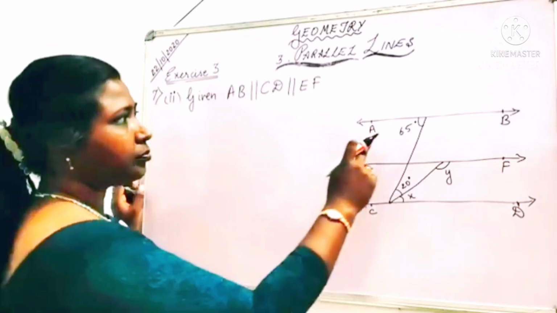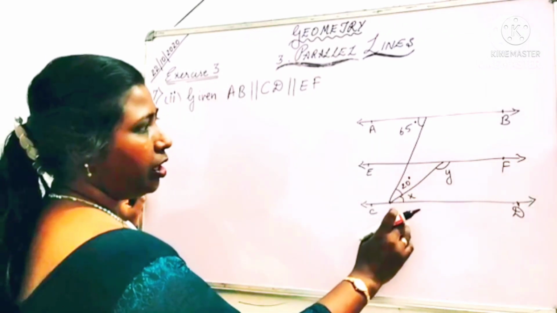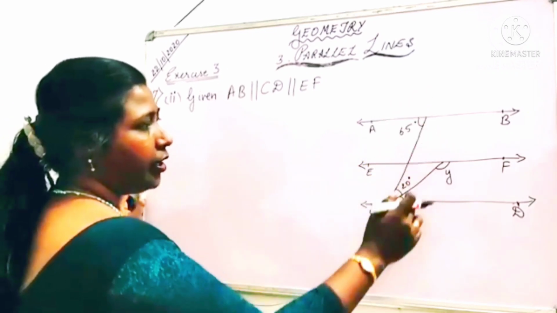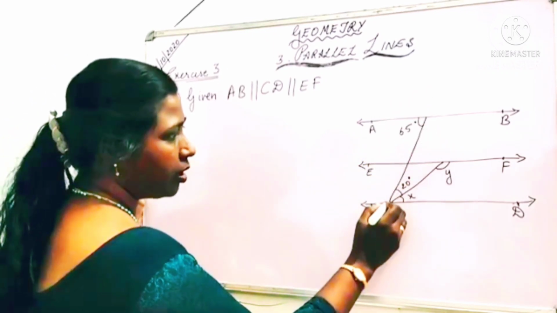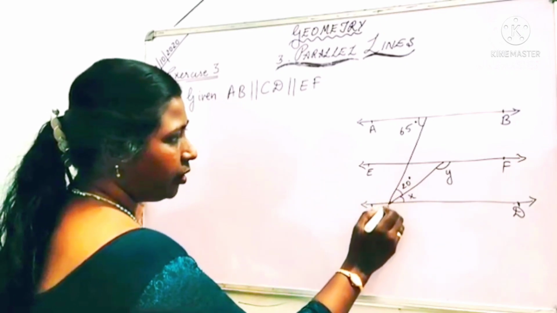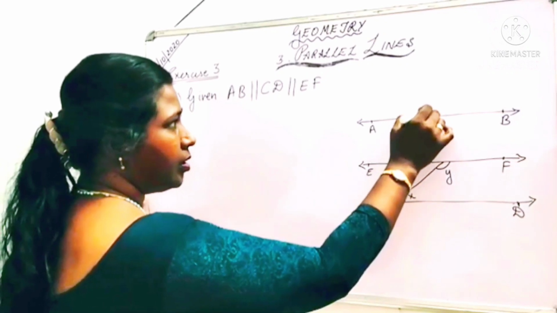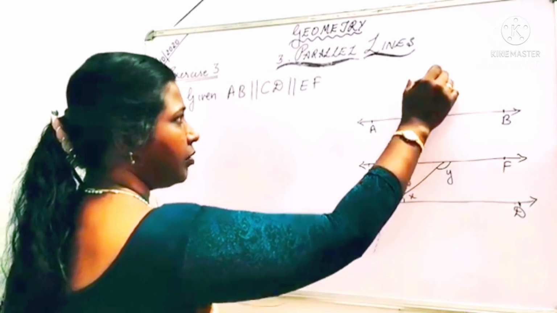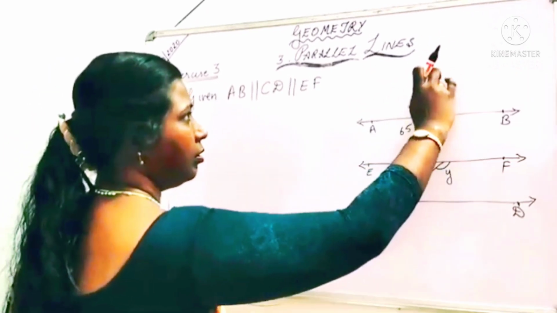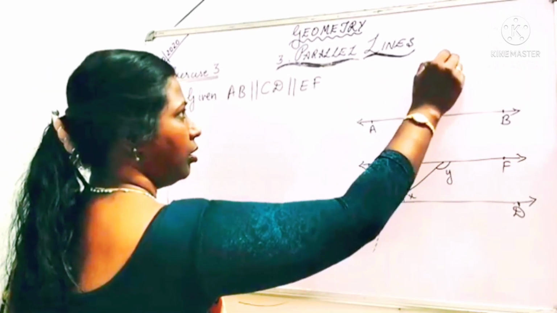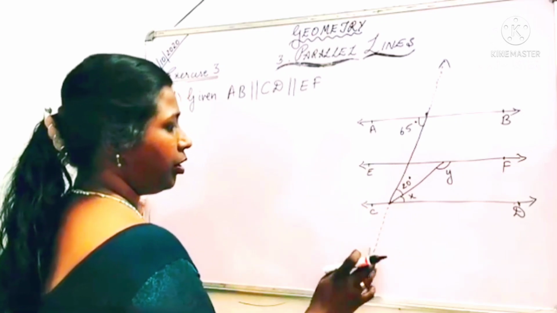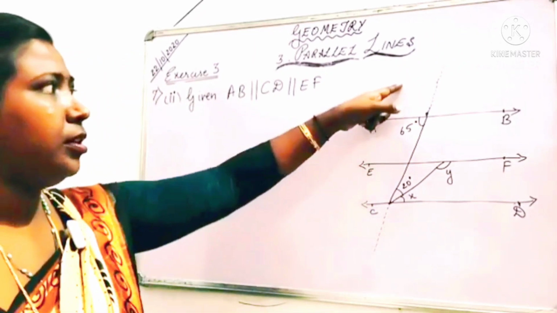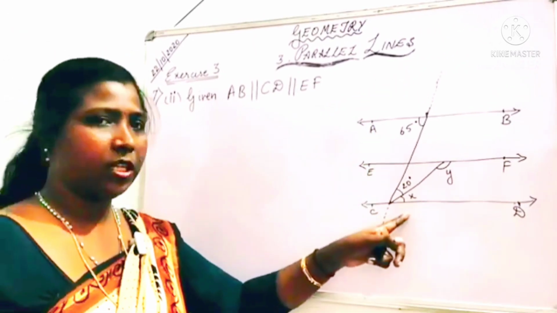Okay, so here in this part, with AB parallel to CD, first let me clear this one, because I will take only the x part. So I am just extending this line. This line is a transversal. Okay students, this is a transversal for AB parallel to CD. I have no need of putting the arrow, as it will be confusing for you.